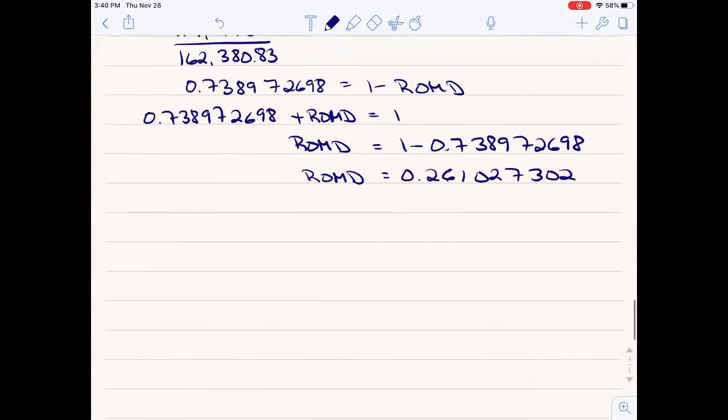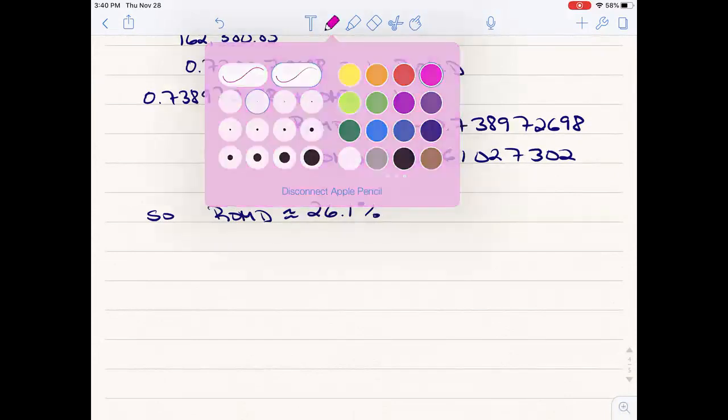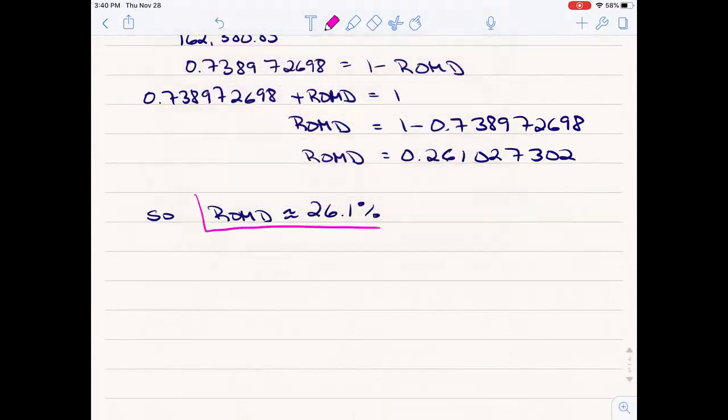Or as a percentage. So the rate of the markdown is approximately 26.1%. I would accept either of those answers, right? But rates are typically given as percentages.